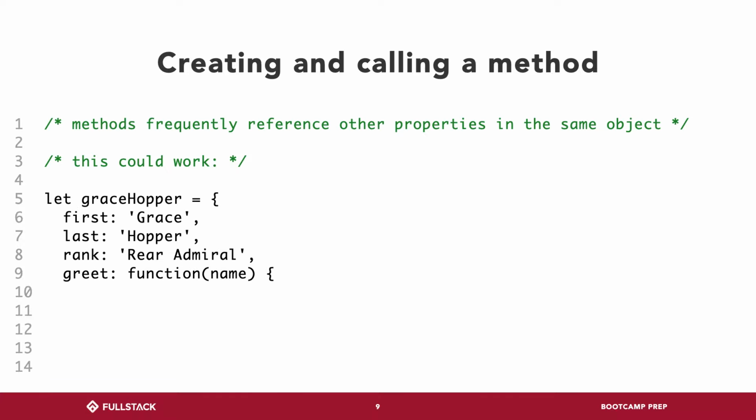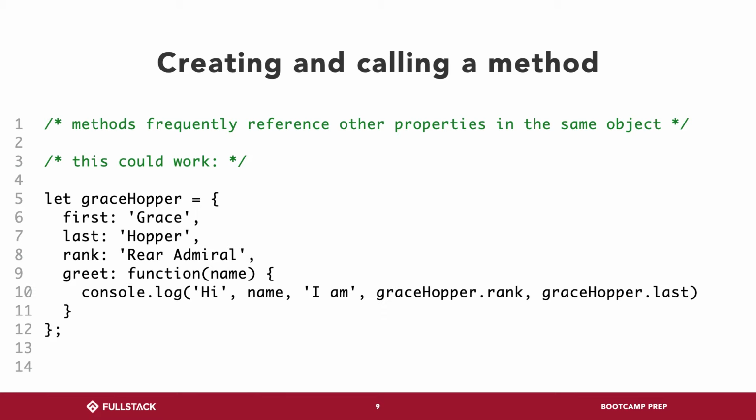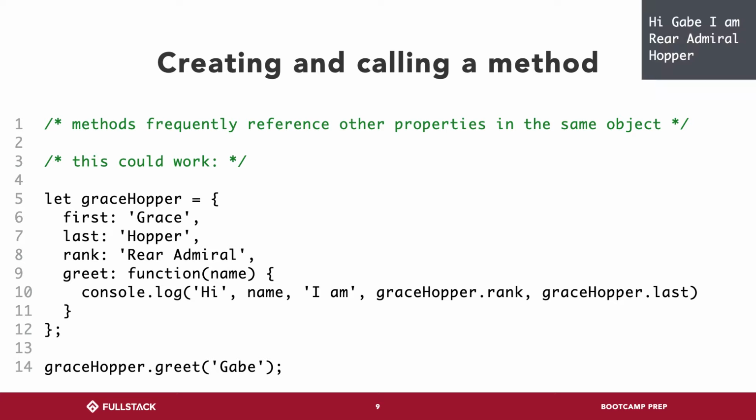Methods frequently reference other properties in the same object. So this could work too. You can reference the same object that it's in by using its variable name, Grace Hopper. Like we're defining Grace Hopper here, let GraceHopper, and in the method we're saying GraceHopper.rank, GraceHopper.last. So we get the same thing.